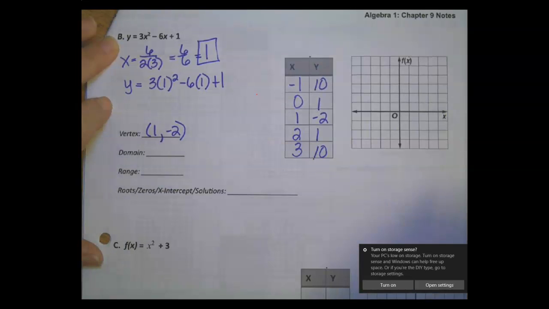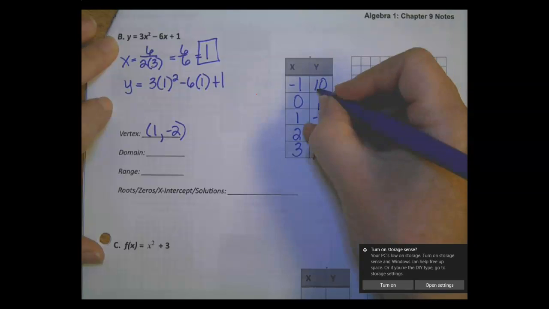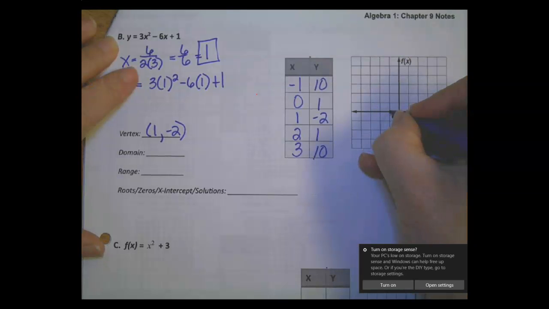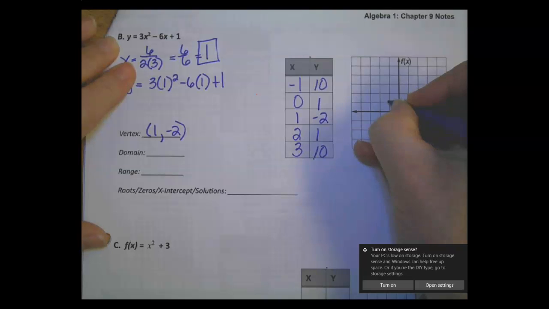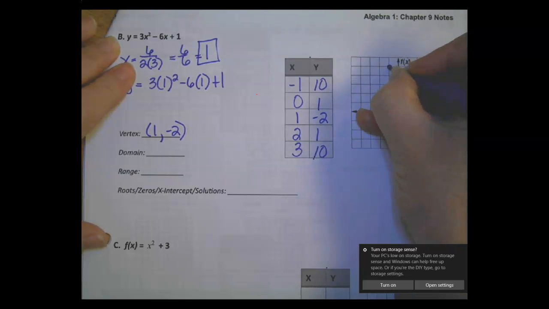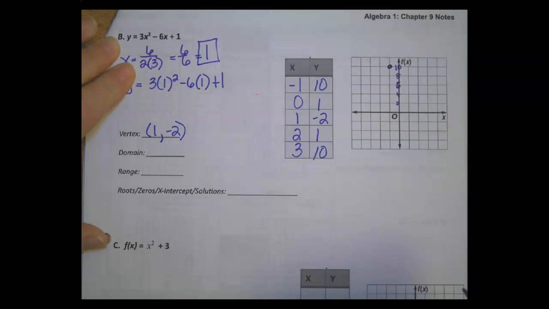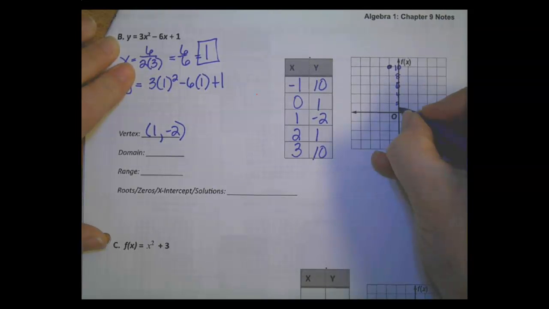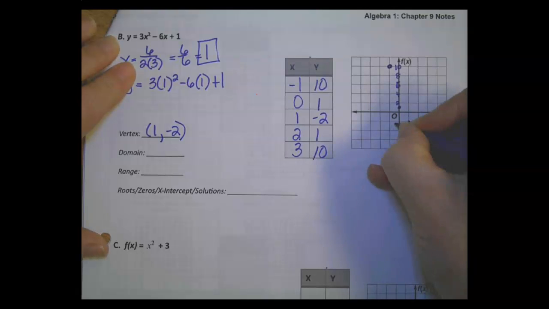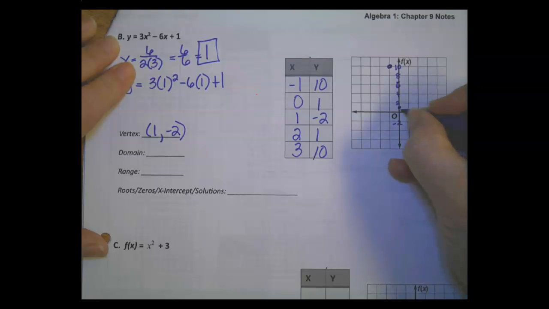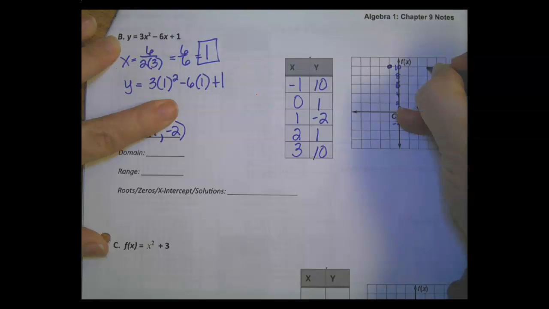I'm going to graph these. So -1, 10. I cannot get to 10. So let's go up by 2. So 2, 4, 6, 8, 10. Sometimes it's good to go up by 2s. 0, 1. 1, -2. So it's -2. 2, 1, 3, 10.